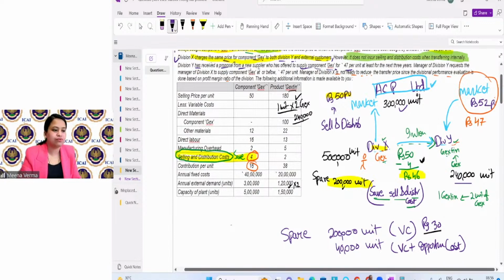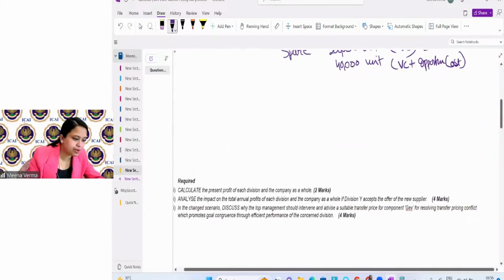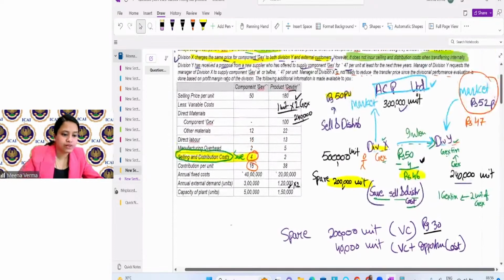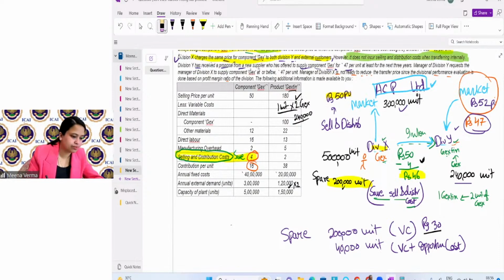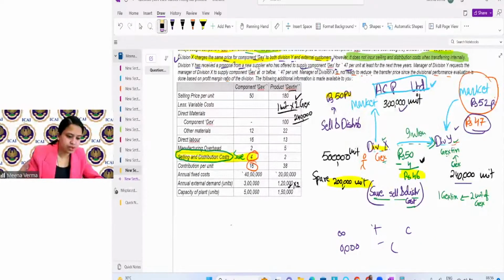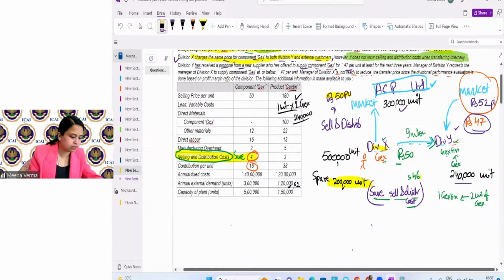Acha, what else do you have? You have to find out the profit here. What is given here? Present profit. Let's find the present profit. Then the profit will change when division Y decides to buy externally at rupees 47. Let's try to solve this now. We will make the conclusion again, but I've just given you an idea about it.